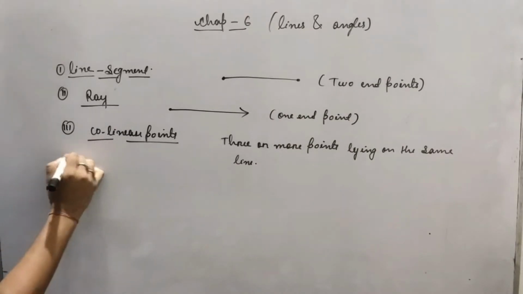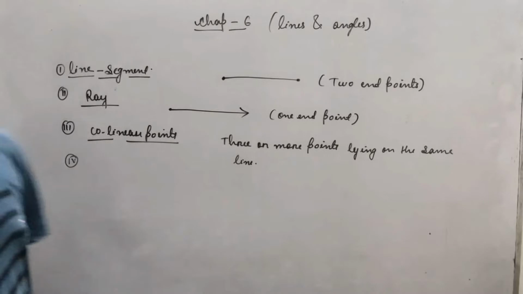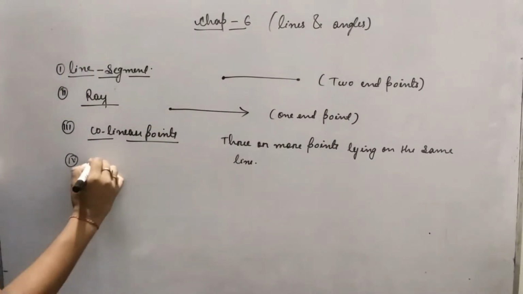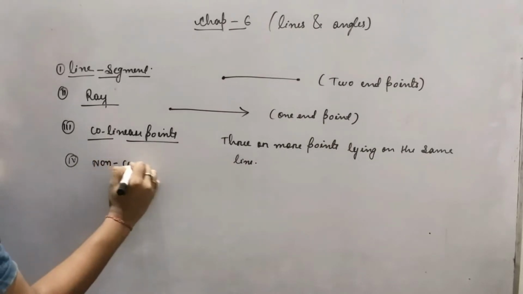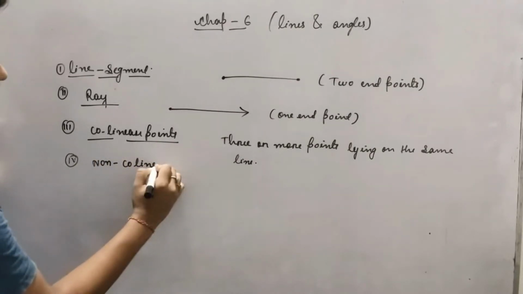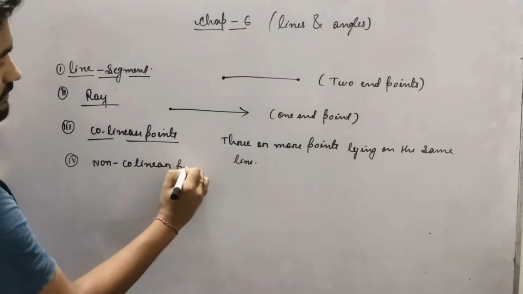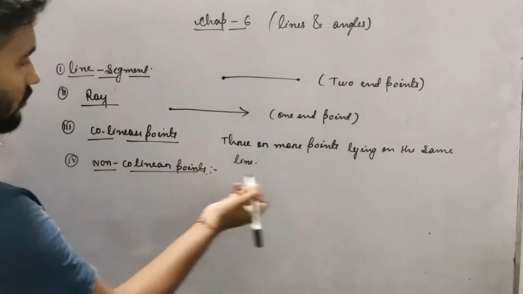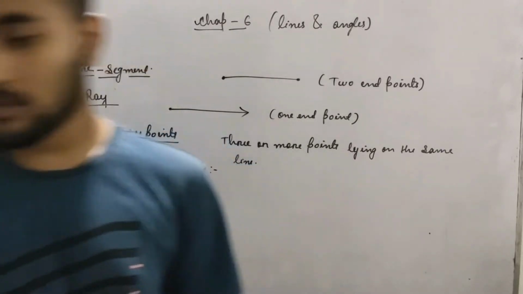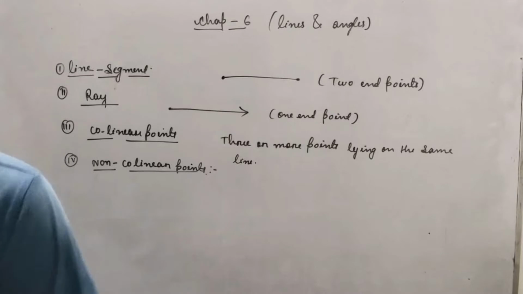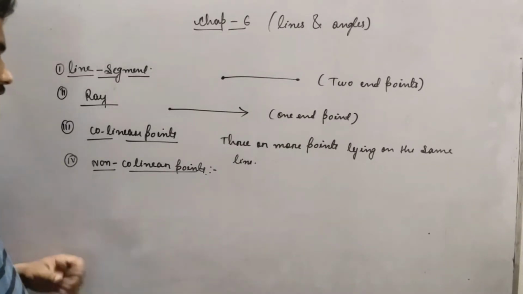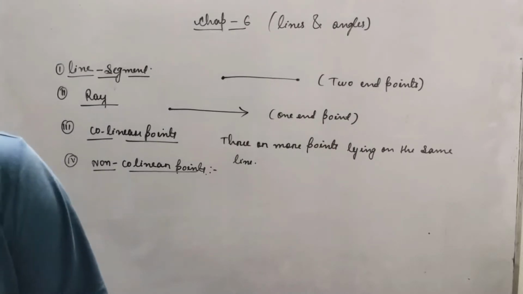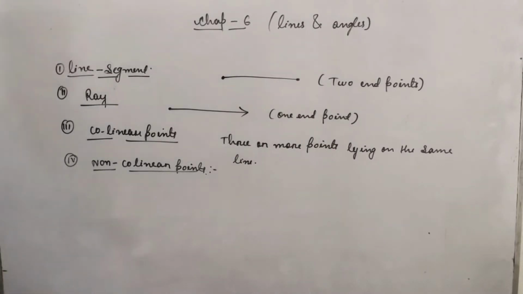Next will be the opposite of this: non-collinear points. This is a collinear point, and next will be non-collinear points. Simply the opposite of this. They are not lying in the same line. Collinear means they are lying in the same line, and non-collinear means they are not lying in the same line.